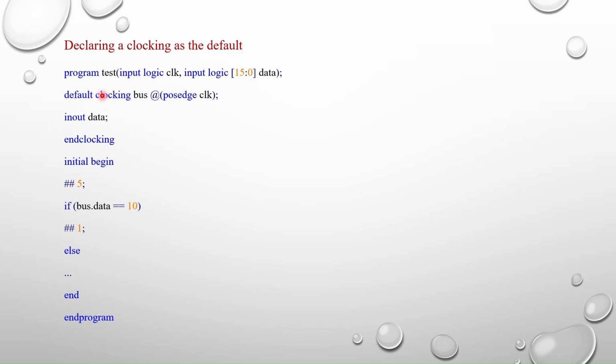This is how we have to write it. You have to use the keyword with the clocking block itself. And there is some logic inside it: initial begin, ##5, and if bus.data is equal to 10, then perform some operation. So this is how to declare a clocking block as a default clocking block. This you have to remember.